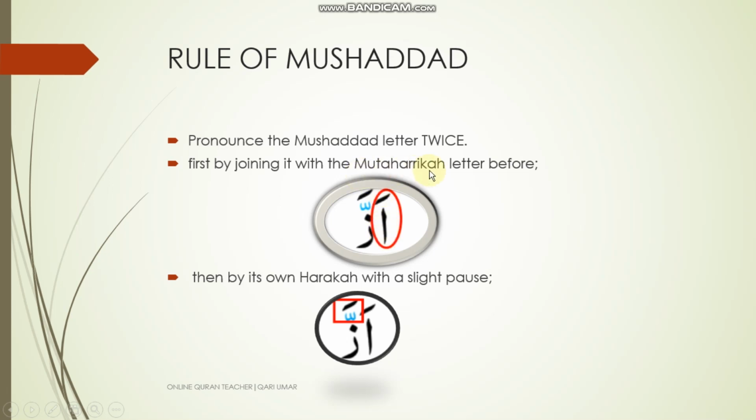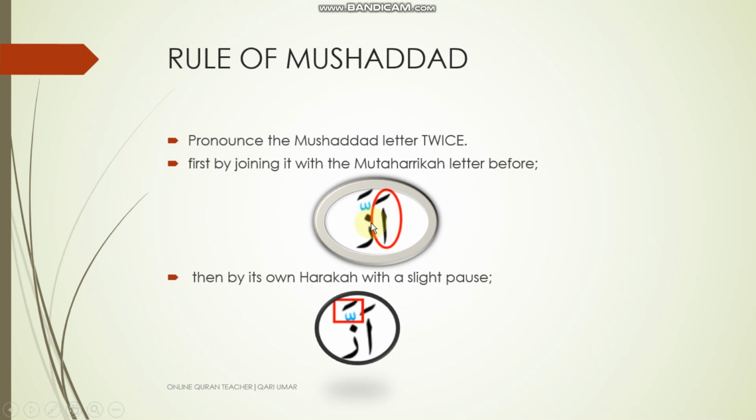So what is a mutaharrika letter? A mutaharrika letter is a letter that contains a harkat on it. What is harkat? Harkat is also a kind of sign. This tilted, slope-like sign is called harkat, and this sign is also called zabar. Right now zabar is present on the alif. So first you have to read this mushaddad letter by joining it with this mutaharrik letter, in this way: hamza, za, zabar, az.